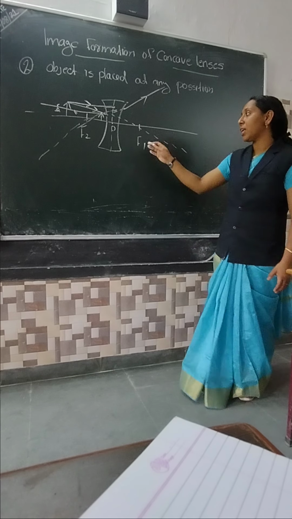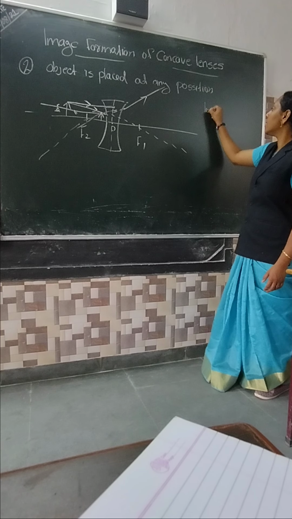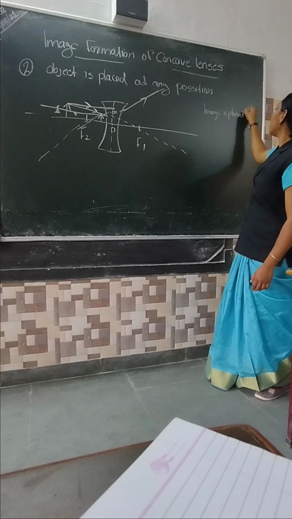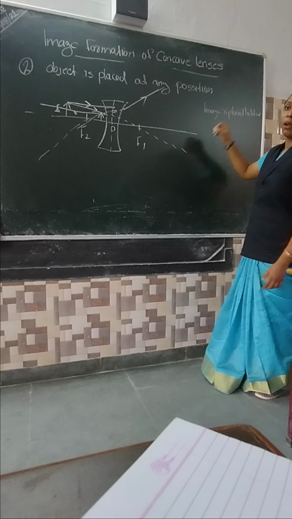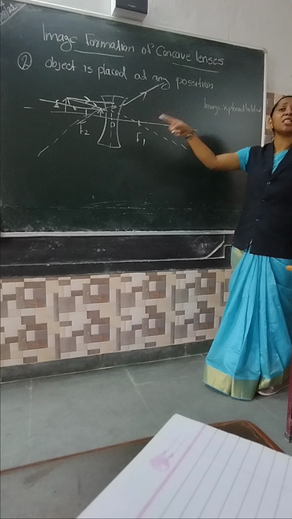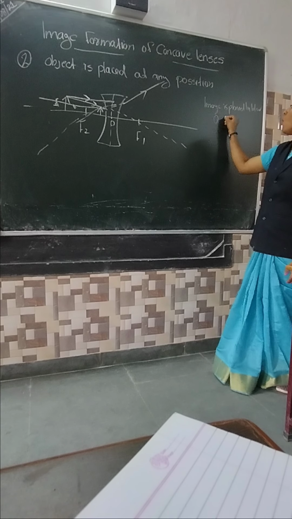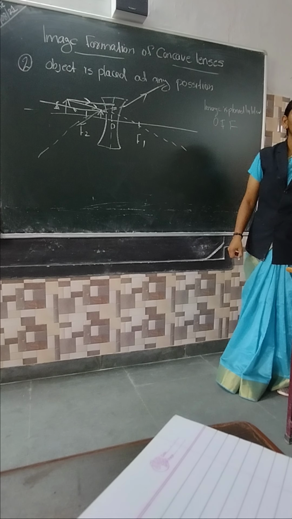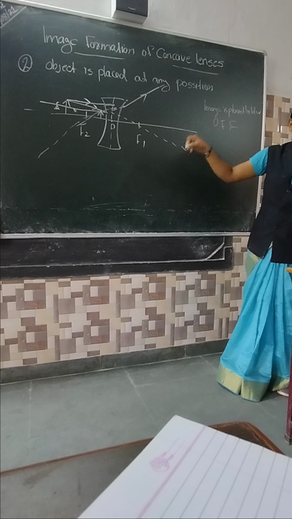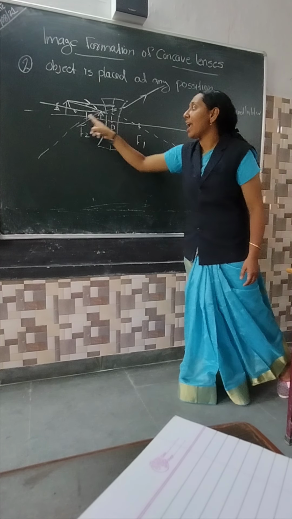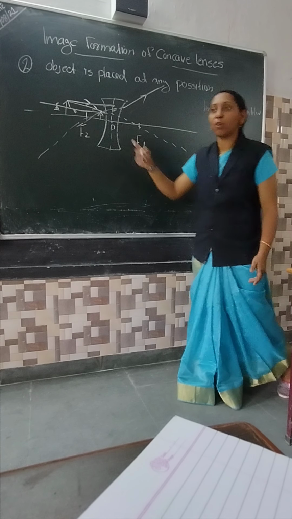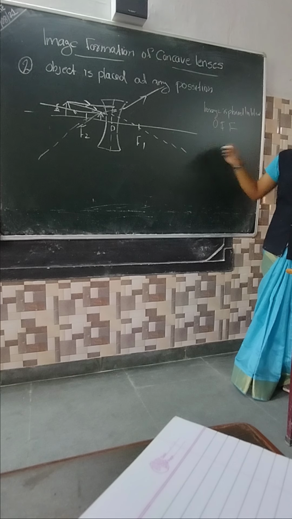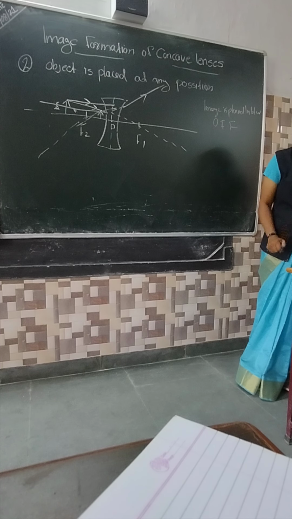So the properties of the image: the image is placed in between O and F. Beyond F2, that is our object, am I right? Yes. Where is your image? The image is in between O and F. It is a real image or a virtual image? Virtual. Very good. It is a virtual image because it is a divergence.